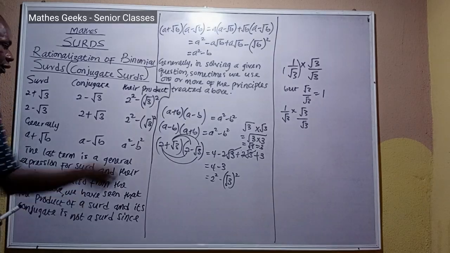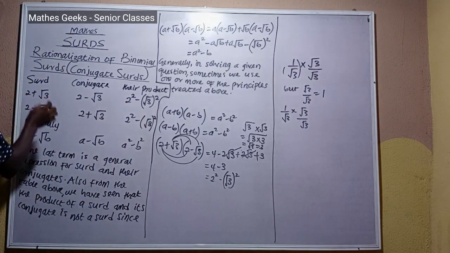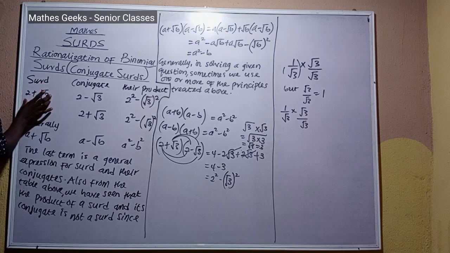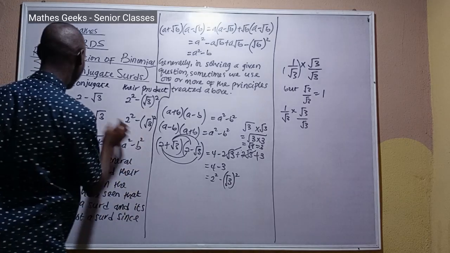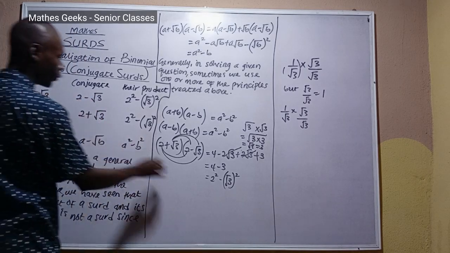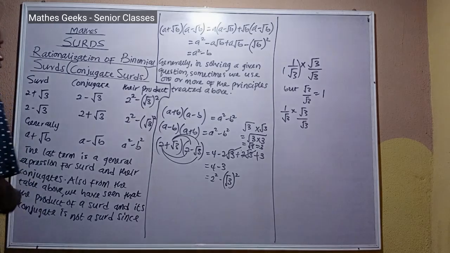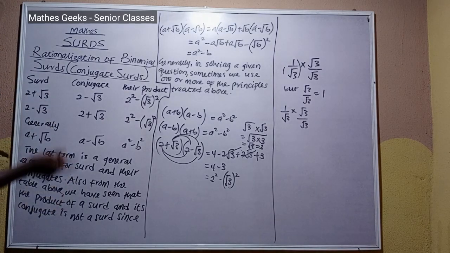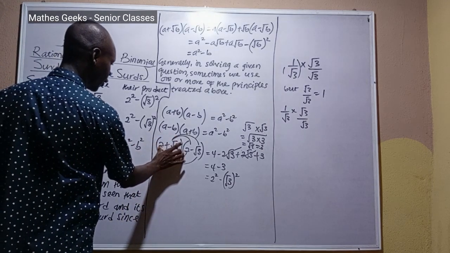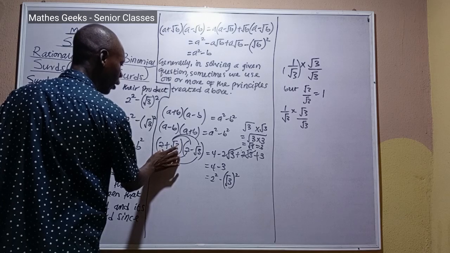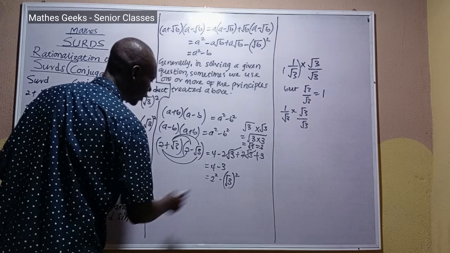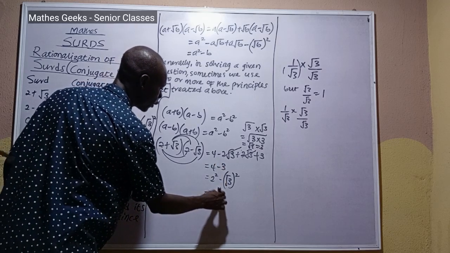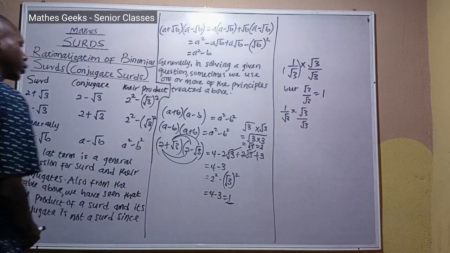Initially, if this was the denominator, it is irrational because it is a rational number added to an irrational number. But the product of these two, the conjugate and the surd, will give rise to a rational number. That's what it means to rationalize, because it wasn't rational in the first place. Initially 2 plus root 3 was irrational, but when it is multiplied by its conjugate, 2 minus root 3, we get a rational number, which in this case is 4 minus 3, equal to 1, and 1 is a rational number.